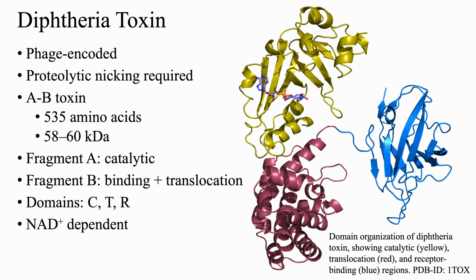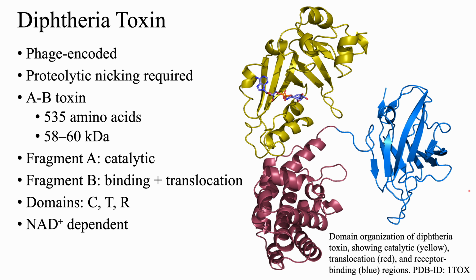Fragment A contains the catalytic domain, which is the enzymatic part of the toxin. Fragment B contains the translocation and receptor binding regions, which help to deliver the toxin attached to host cells and bring the catalytic fragment into the cytosol.